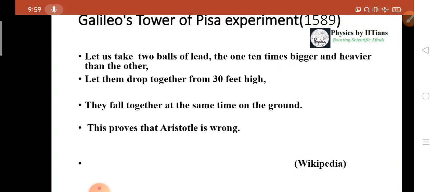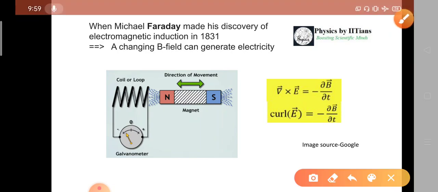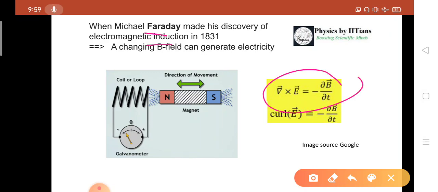The next revolutionary idea came with the experiment done by Michael Faraday, with his discovery of electromagnetic induction in 1831. He experimented and showed that a curl of electric field can be produced by a time varying magnetic field, or curl of E is minus del B by del t. What does it mean? A changing magnetic field can generate electricity. So curl of E is minus del B by del t.